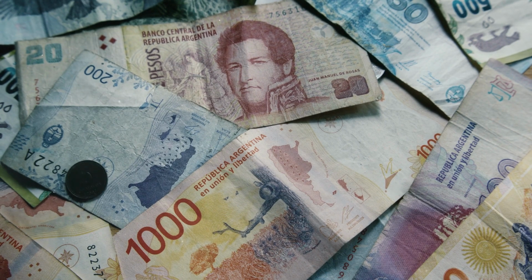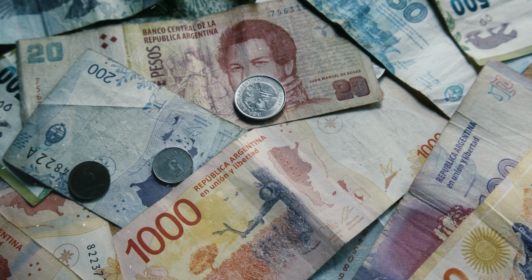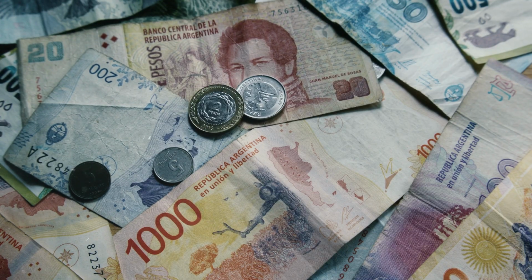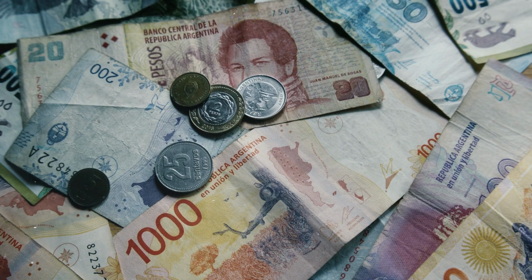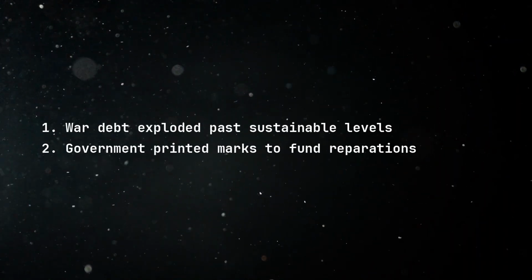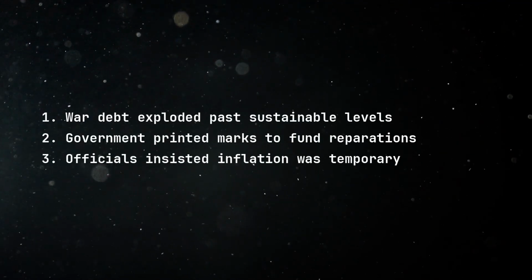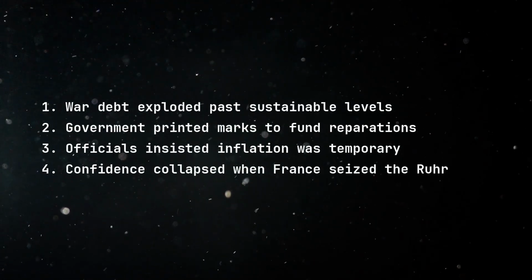1918. Germany loses the Great War. The Treaty of Versailles imposes reparations the nation could never realistically afford, and the government responds exactly as you would expect by now. They printed money. Watch the 4 stages unfold in textbook sequence. 1. War debt exploded past sustainable levels. 2. Government printed marks to fund reparations. 3. Officials insisted inflation was temporary. 4. Confidence collapsed when France seized the Ruhr.